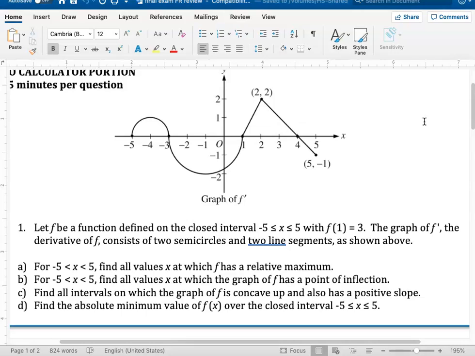We want to know where f has a relative max. f has a relative max wherever f prime changes from positive to negative. Where does f prime change from positive to negative? -3 and 4. So your answer would be f has a relative max at x equals -3 and 4 because f prime changes from positive to negative at -3 and 4. So you do have to know your because statements.